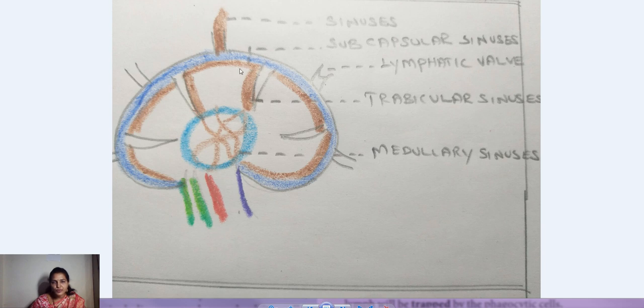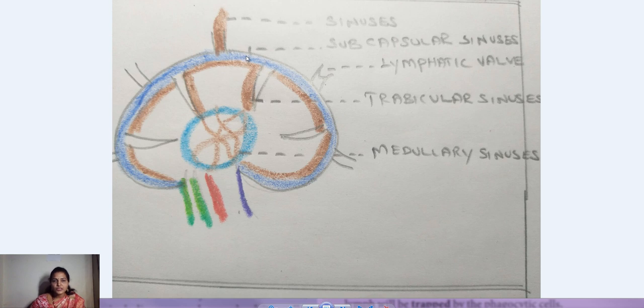So that is the capsular sinuses. Okay, so actually, what are sinuses? The lymphatic channels inside this lymph node. So these are the lymphatic channels. The lymphatic channels which are inside this lymph node we are calling sinuses.